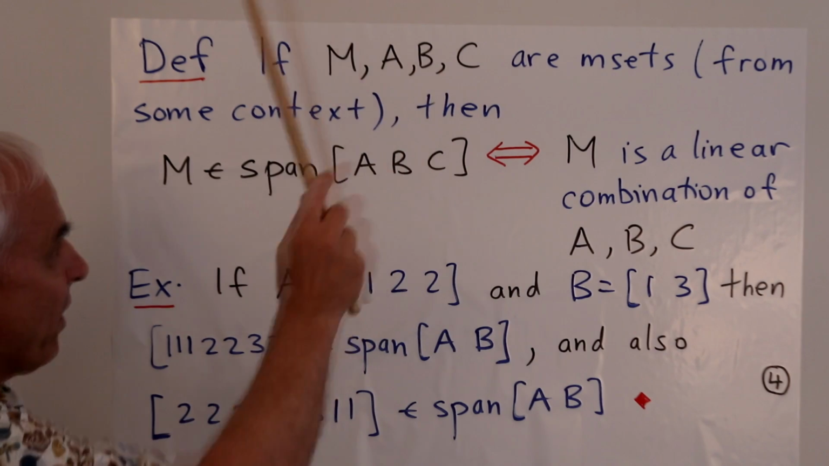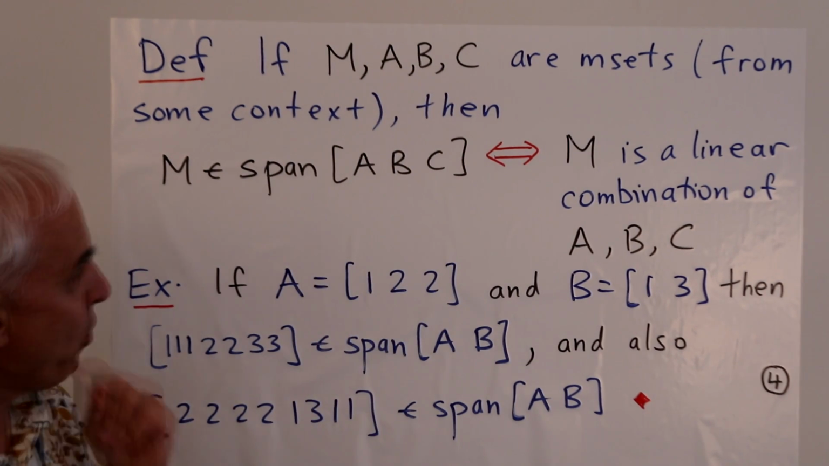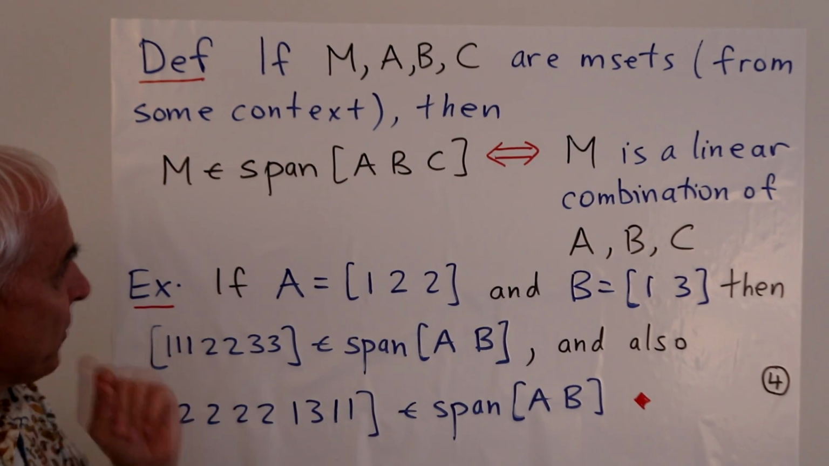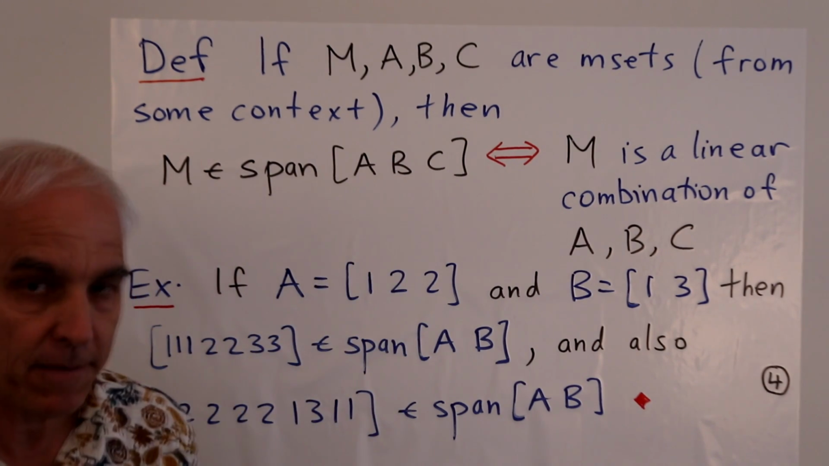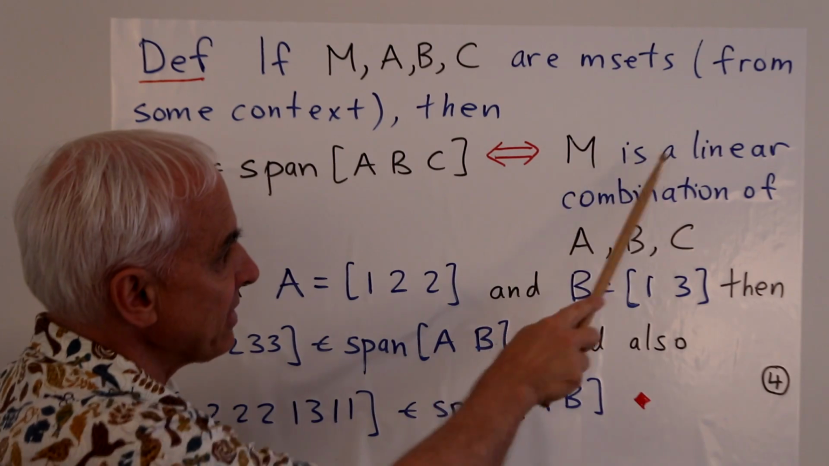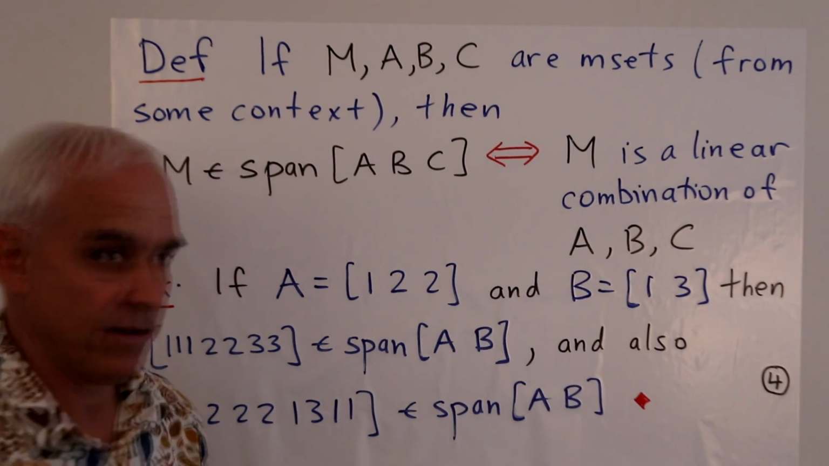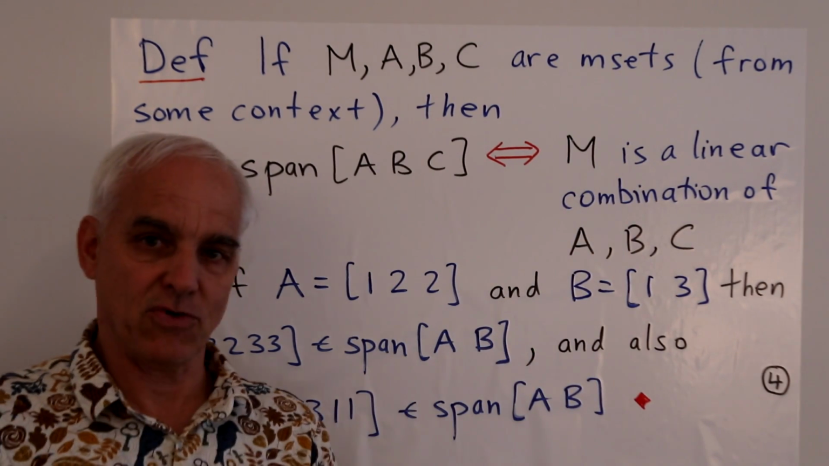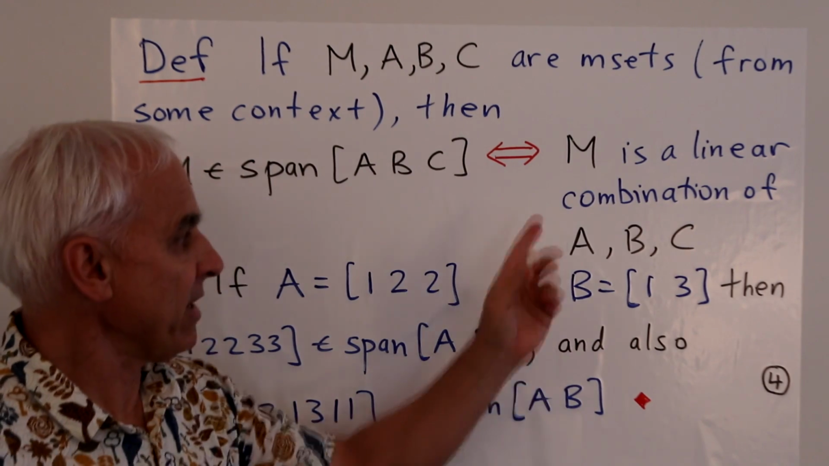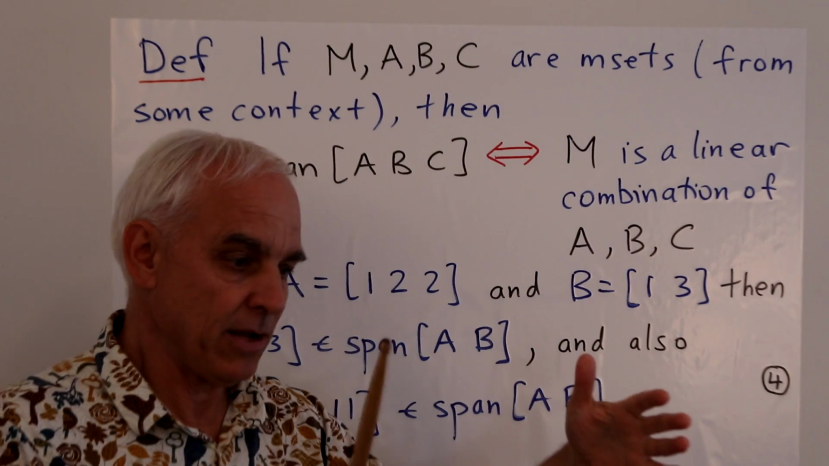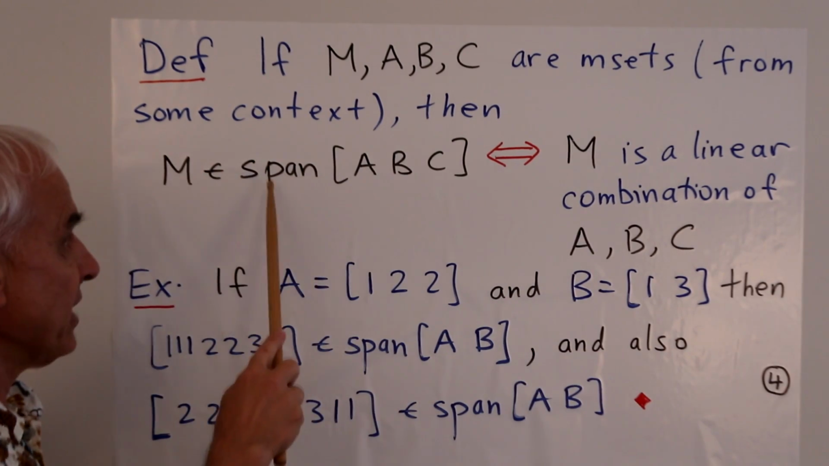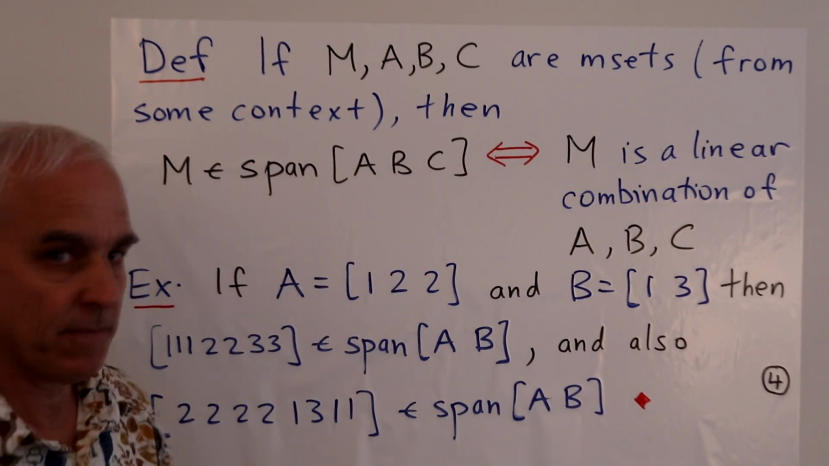Okay, and here they are. We've got M, A, B, and C. We are now going to define the following thing. We're going to say that M is in the span of A, B, and C, precisely when M is a linear combination of A, B, and C, in the sense that we've just described. So M being a linear combination of A, B, and C, that's exactly what we mean when we say that M is in the span of A, B, and C.